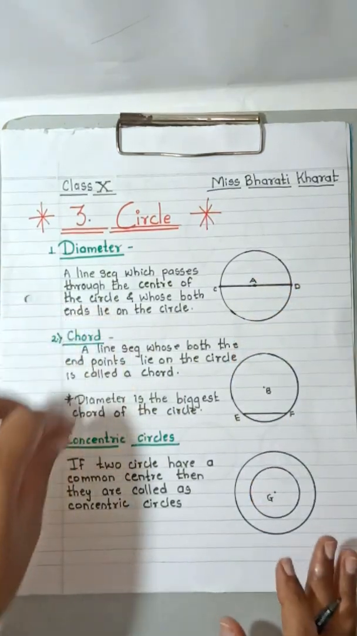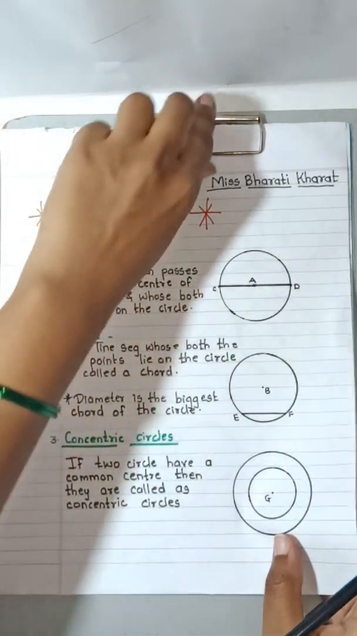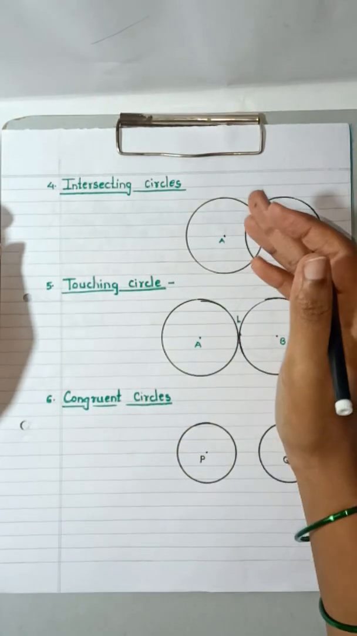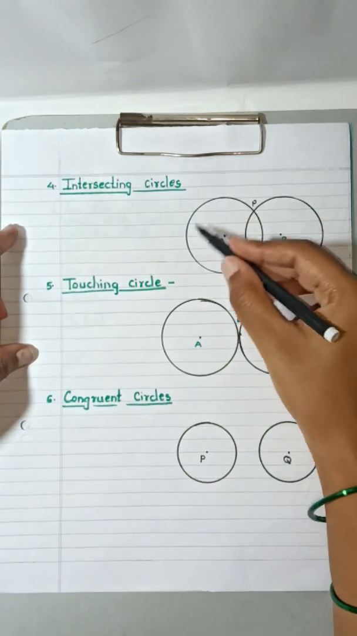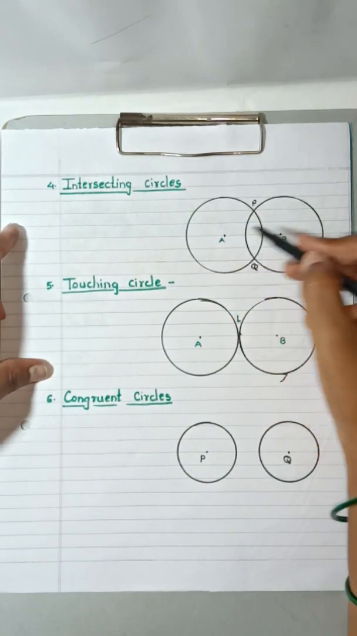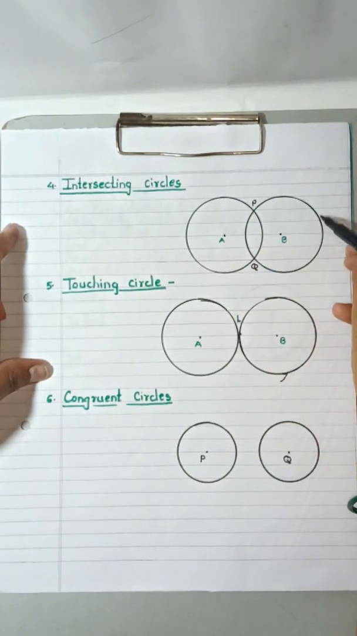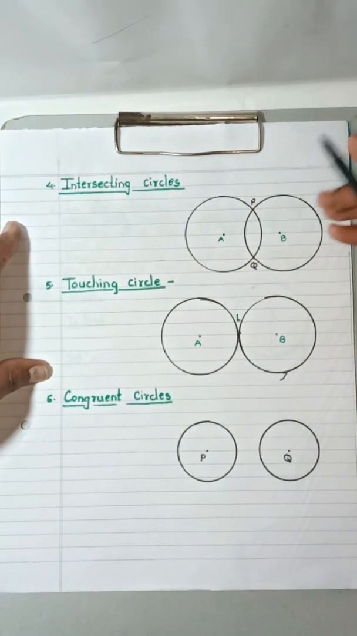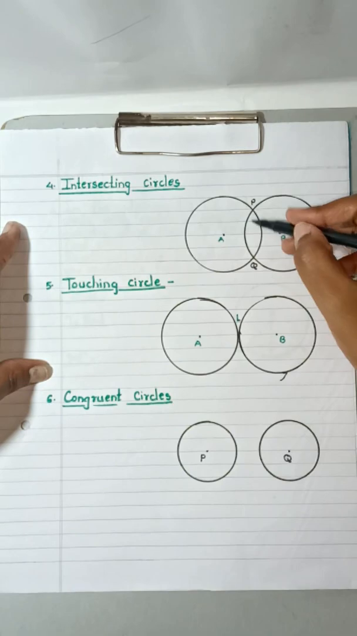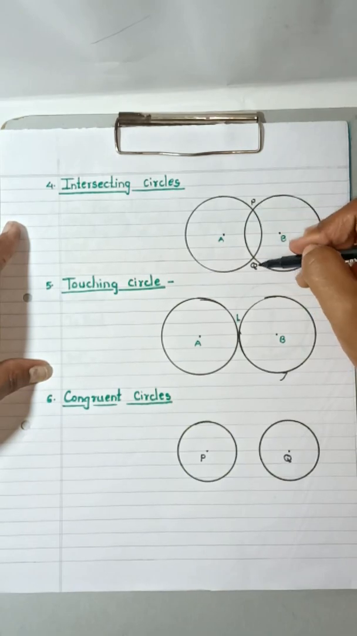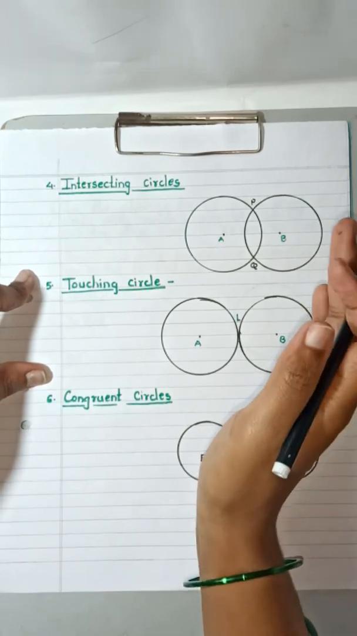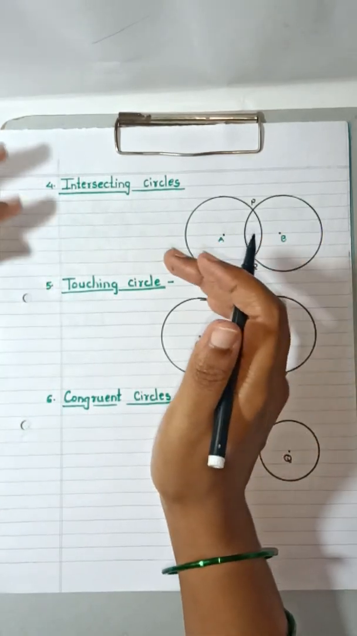Now children, let us move on towards the next, that is intersecting circles. Now what are intersecting circles? Now you can see here two circles with center A and center B. They are intersecting each other at two distinct points, P and Q. So always remember that two circles intersect each other at two distinct points.